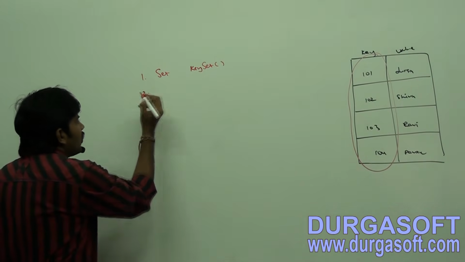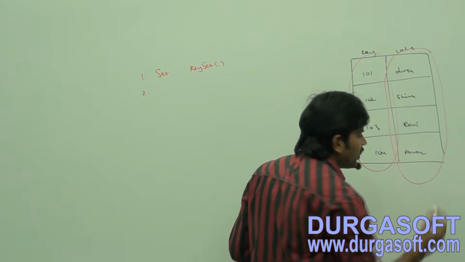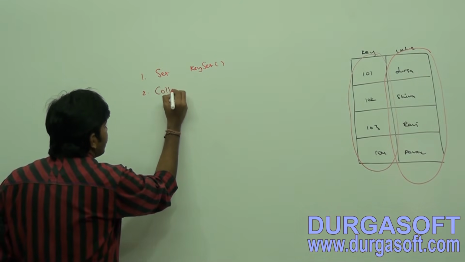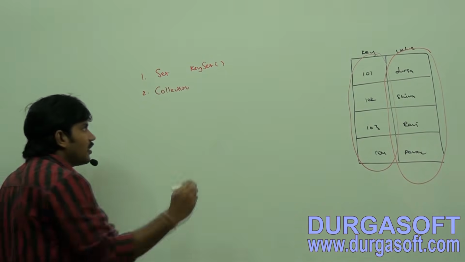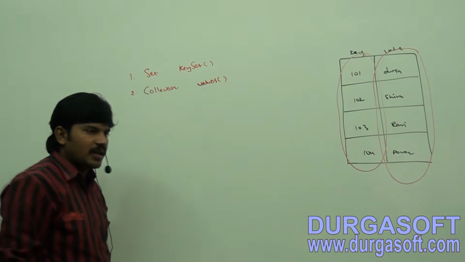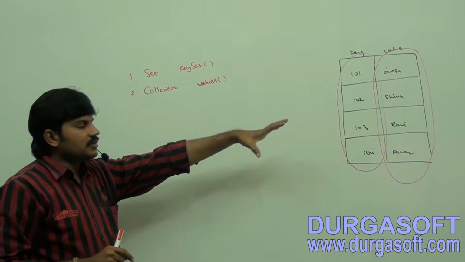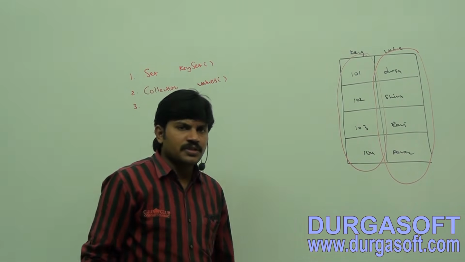Similarly, sir, I want to get only values. Duplicates are possible or not? Yes, that's why the return type is not a Set. Even order is not important. That's why the return type is Collection. What is the method? values. Values itself is the method name. The values method returns the values.